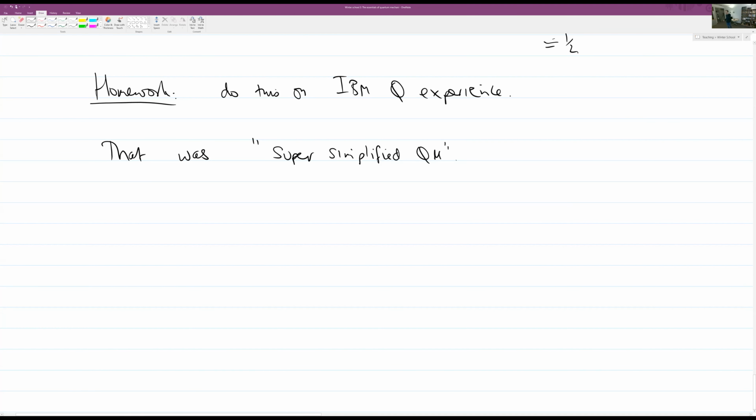That was super simplified quantum mechanics. In this version of quantum mechanics, we don't have dynamics. We just have measurements and preparations. And it turns out that's actually enough, right?